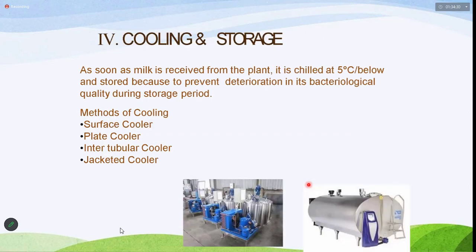Then cooling and storage. So we can have different types of coolers. We cool the preheated milk to 5 degrees. Then there are surface coolers, plate coolers, intertubular coolers and jacket coolers. If you are interested in studying those, please search on YouTube, where you can see the operations of these coolers.